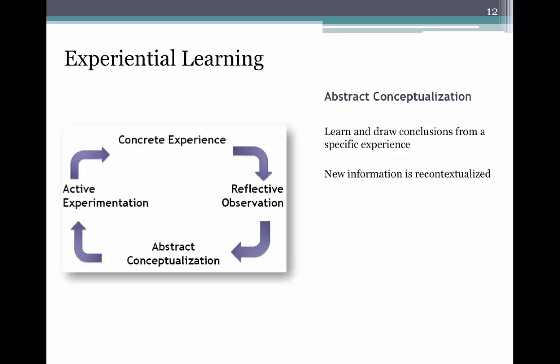After reflection comes abstract conceptualization. During the stage of abstract conceptualization, the learner is able to learn or draw conclusions from a specific experience. Here is where new information is added to the learning cycle and your prior experience is recontextualized. For example, think about a learner you were teaching presentation skills in the past. What did or didn't go well with your teaching encounter? Why do you feel like this was the case?